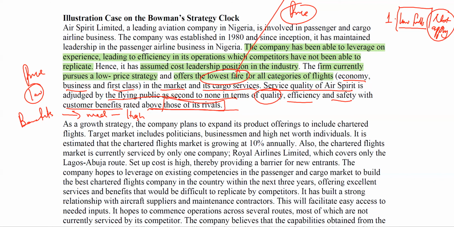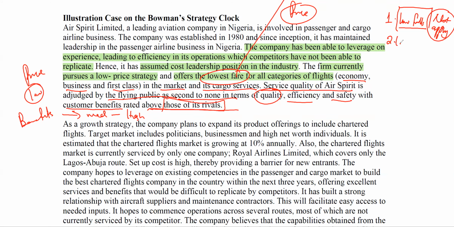Do you all agree that in this case, low frills will not apply? I'm only hearing one person saying yes, sir. Yes, the rest. Okay, let's continue. Now, apart from low frills, let's see low price.